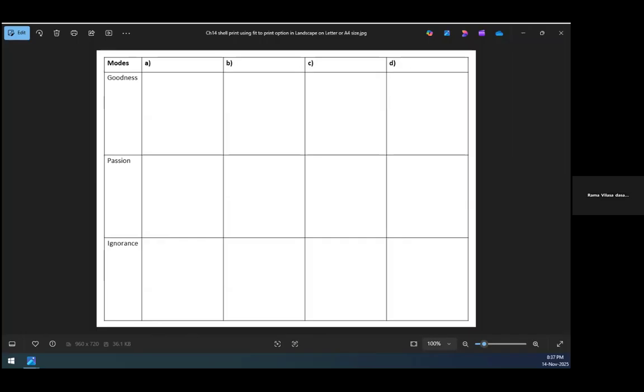So chapter 14, section 1 is verses 1 to 13. The title is How the Soul is Conditioned by the Modes. We have discussed the first 5 verses. The first 2 verses are on glorification of knowledge. Verses 3 and 4 are how the soul contacts matter. And verses 5 to 9, how the modes bind the soul. So let's start reading from verse number 6 onwards.